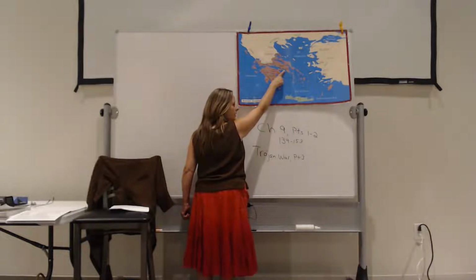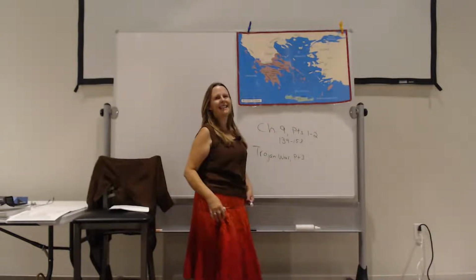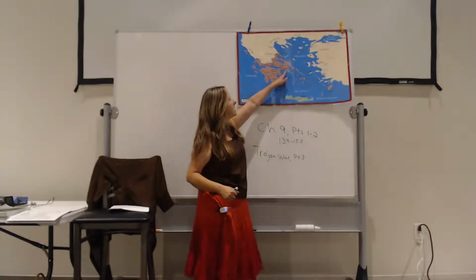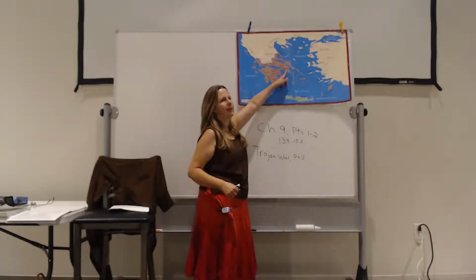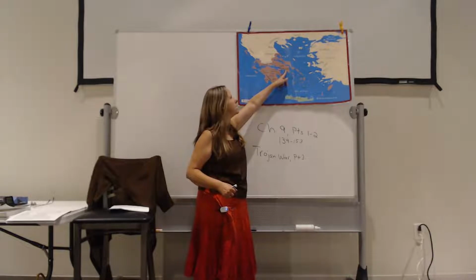Near which poor Theseus's dad flung himself into the Aegean Sea when Theseus came back with the black sails. Bad idea.